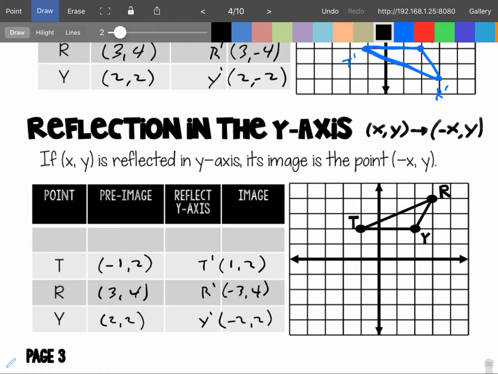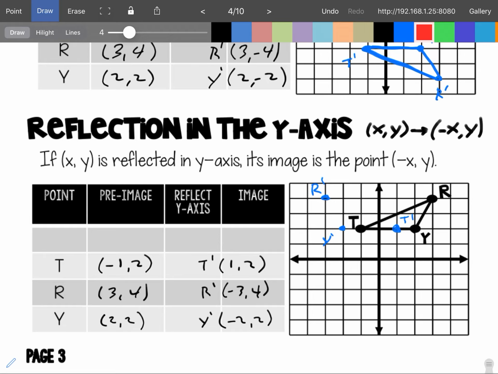And then we just got to plot these 3 points. So T prime is at 1 right, 2 up. So that's T prime. And then R prime is at 3 left, 4 up. So that is R prime. And then Y prime is 2 left, 2 up. That's Y prime.